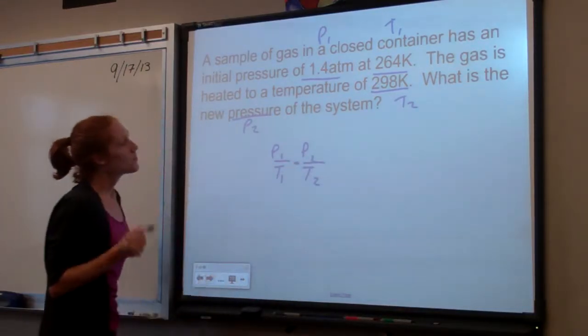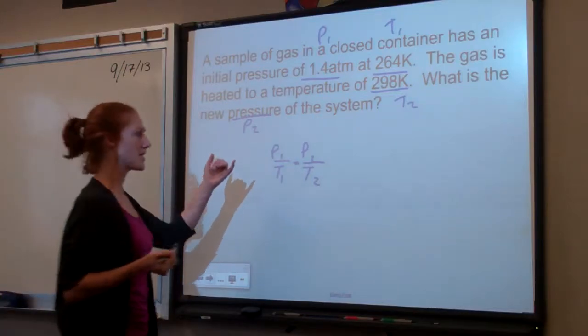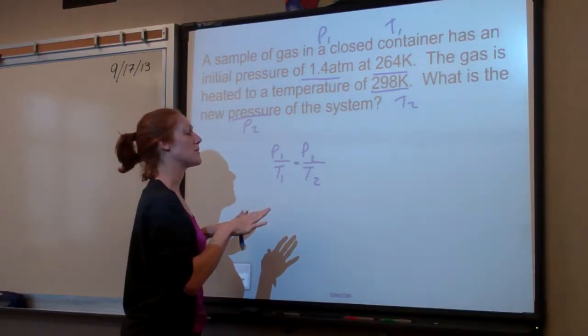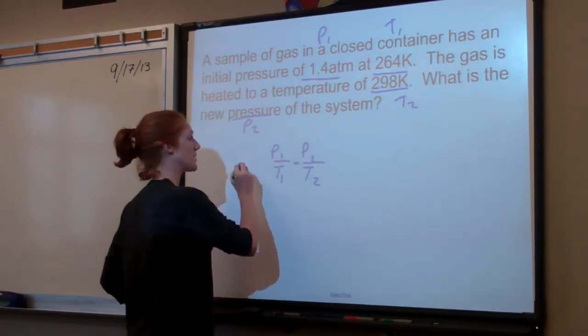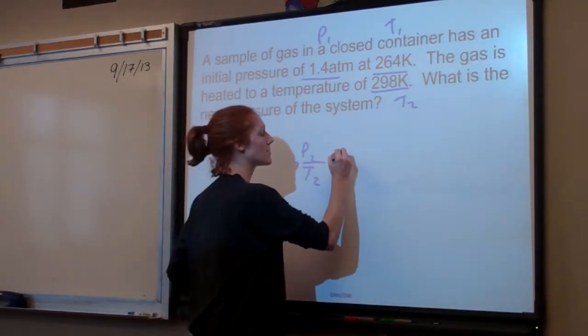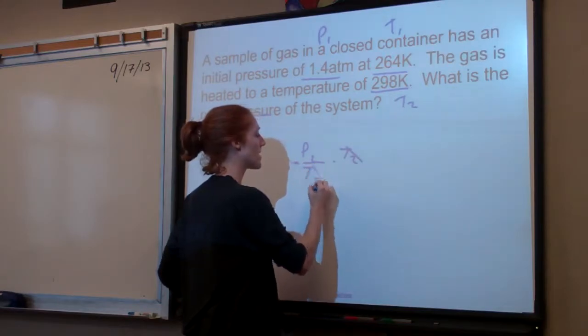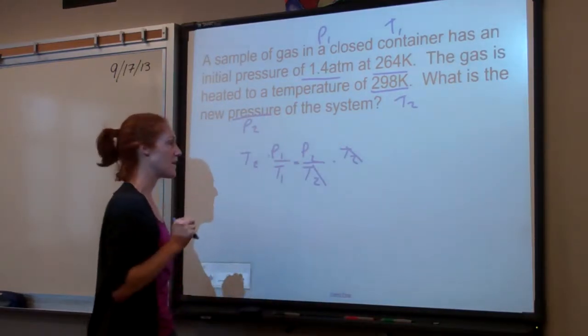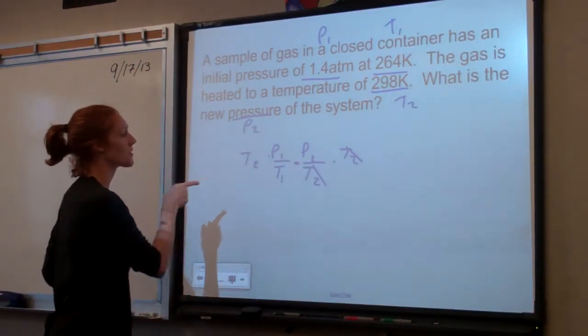All right, and I'm looking for P2, so I have to get it by itself. So I'm going to undo what's being done to it. I'm going to multiply both sides by T2, so times T2 and times T2. Okay, so that's gone. P2 is by itself, so now I can just plug in these three things.